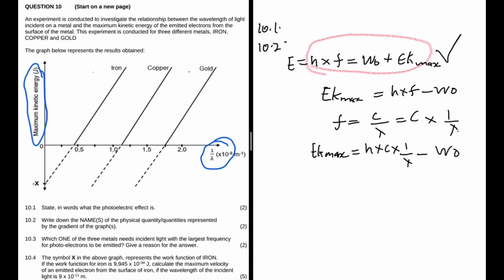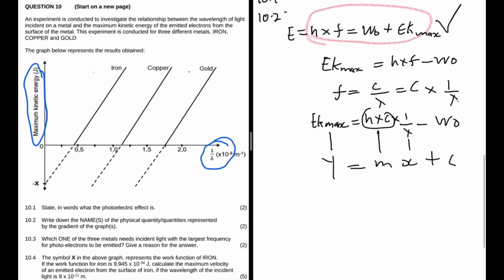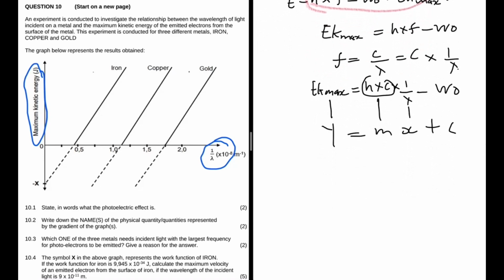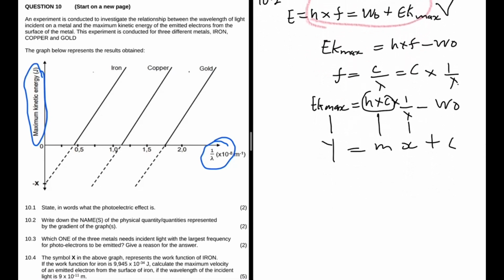So now you can see that this will be your Y, and then this here is going to be your M, and 1 divided by wavelength is going to be your X, and then minus work function is going to be your C. So we have y equals mx plus c. We are interested in the gradient of the graph, right? So we can now tell that the gradient of the graph is the Planck's constant and the speed of light, right? So you can see H and C, and then you get your 2 marks. And now we can go to 10.3.